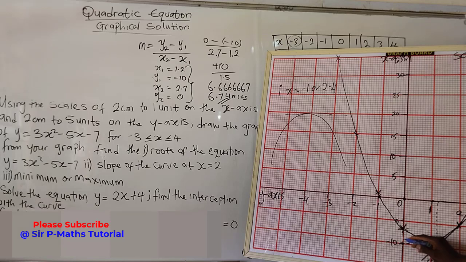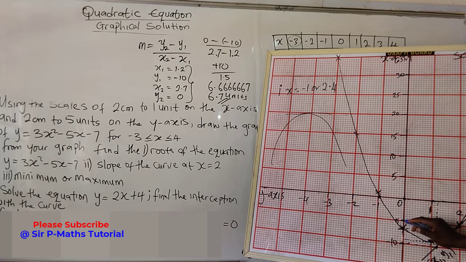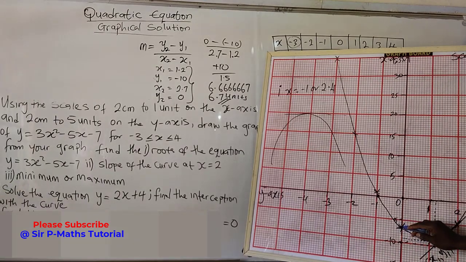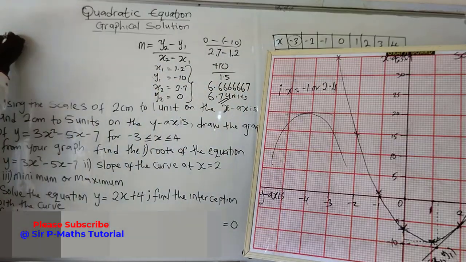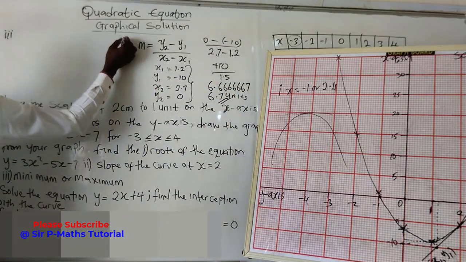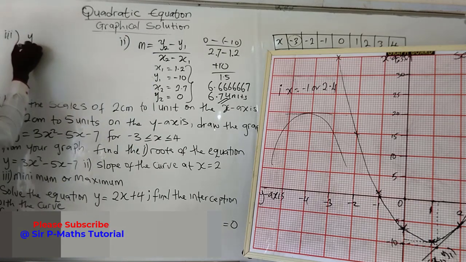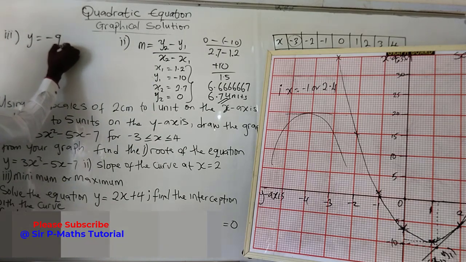I will trace it to the y-axis. This is 5, 6, 7, 8, 9. So 9 is at this position, which is negative. All right. So my minimum is y equal to negative 9.